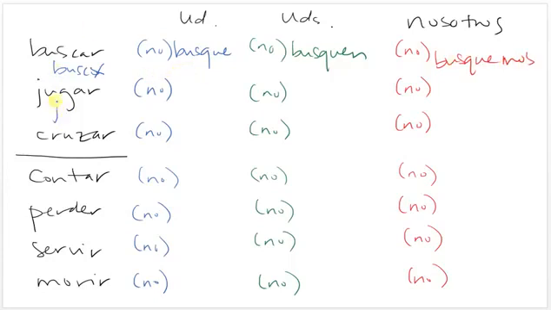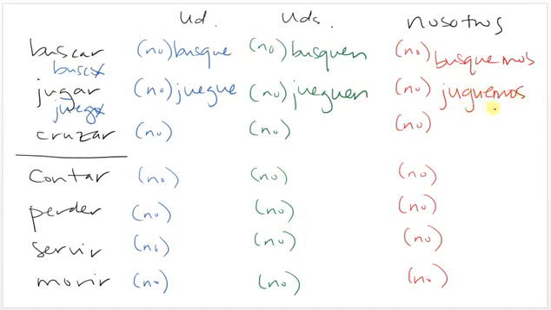For jugar, we're going to go to the yo, which is juego, drop the o, add the opposite ending. Because we have to keep this g sound, it means we have to change it to gue. So the usted command is going to be juegue, ustedes jueguen, y nosotros, there's no stem change. We're going to talk about that in a second. But we do still have the GUE. So juguemos or no juguemos. Let's play or let's not play.